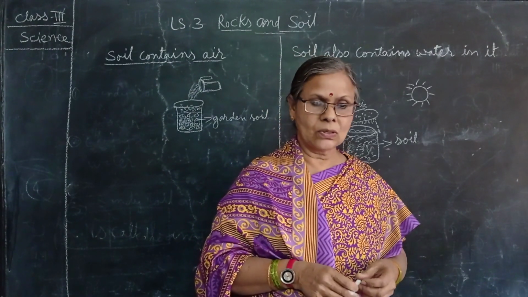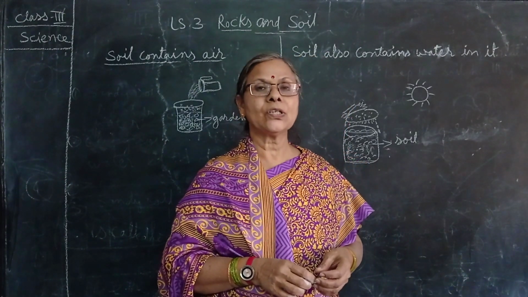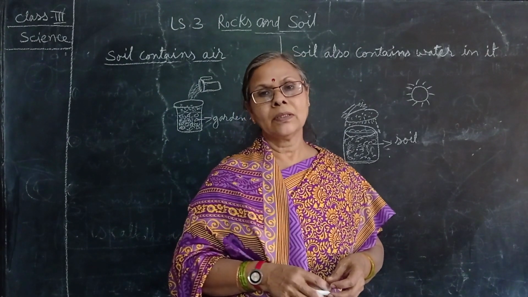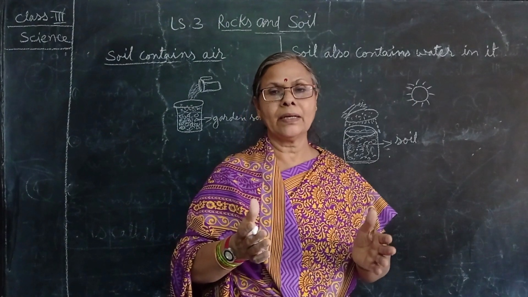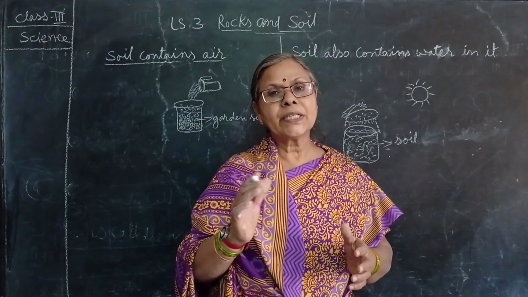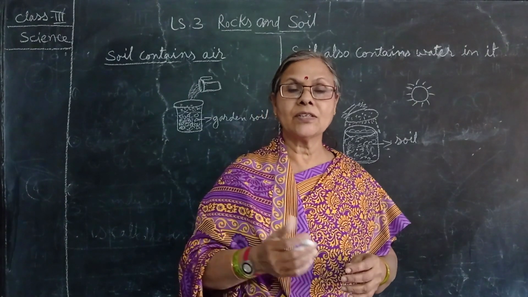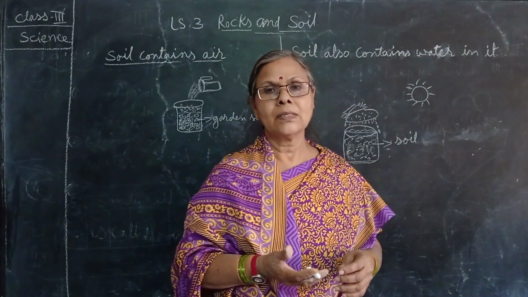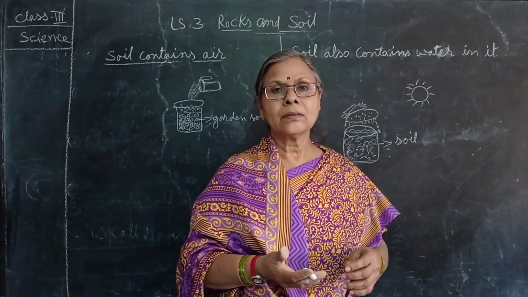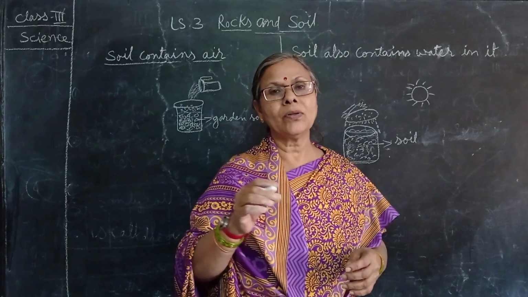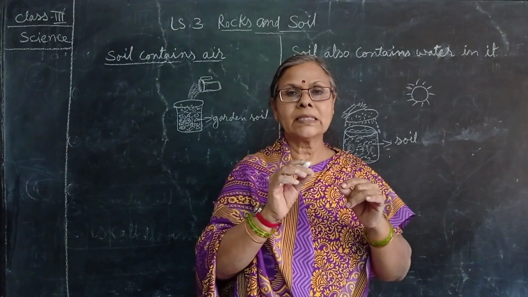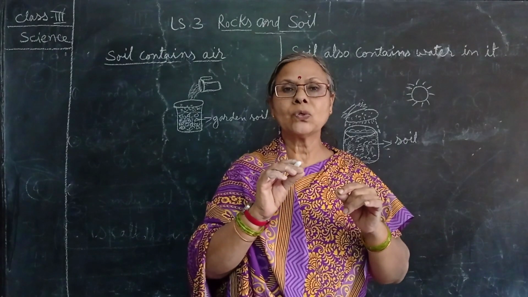So these are the rocks, and we have also seen the layers of soil. What are the layers of soil? Do you remember? When you take a beaker, put some soil in, pour water and shake it, that is the activity we have seen. What is the first layer formed at the bottom of the jar? That is gravel.